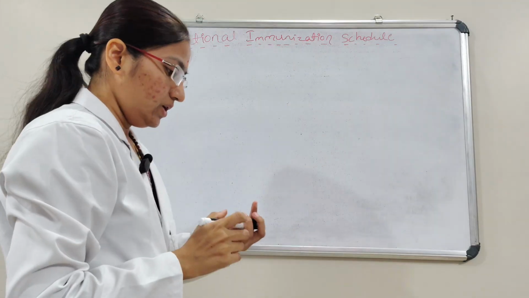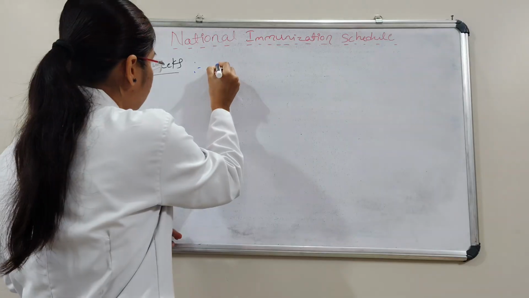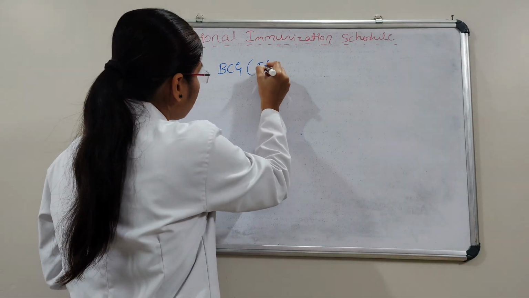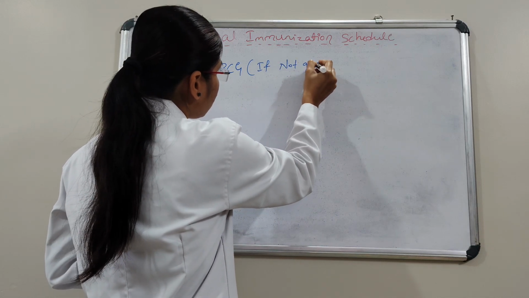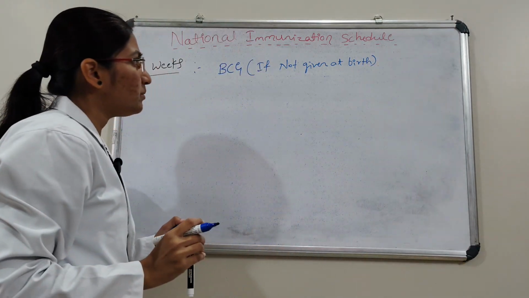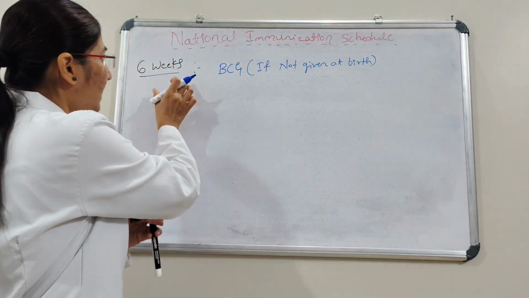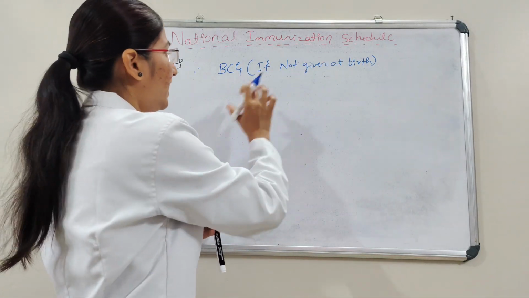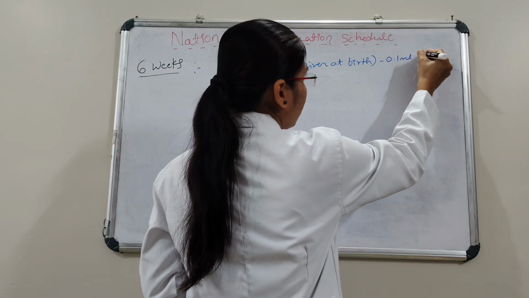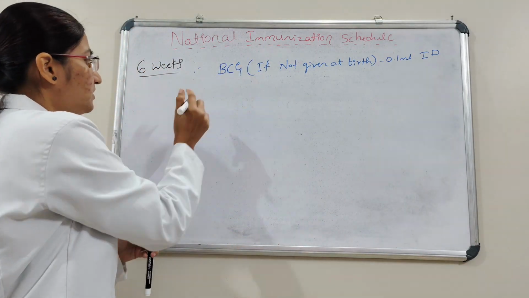At 6 weeks, BCG has to be given if not given at birth. One thing you have to keep in mind here, the birth dose of BCG is different, 0.05 ml, and then at 6 weeks if not given at birth, the dosage is 0.1 ml through the intradermal route, left upper arm. That is BCG.